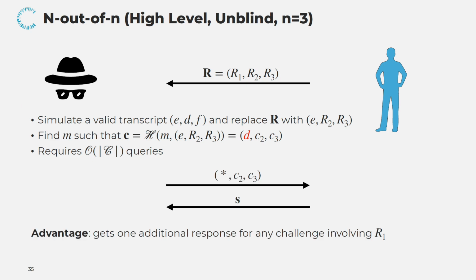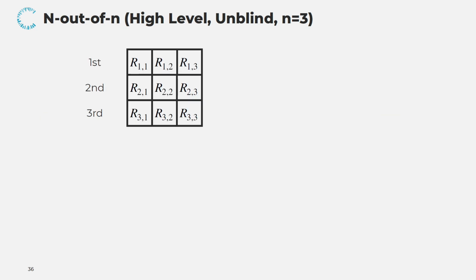So in this case, the attacker already knows a valid response for the challenge D, since by construction it is known, and therefore wins an additional response for any challenge involving R1. So this is the core idea. With this in mind, in the real attack, the attacker will open 3 concurrent sessions with the signer and receive the commitments. Let's visualize them in this table.